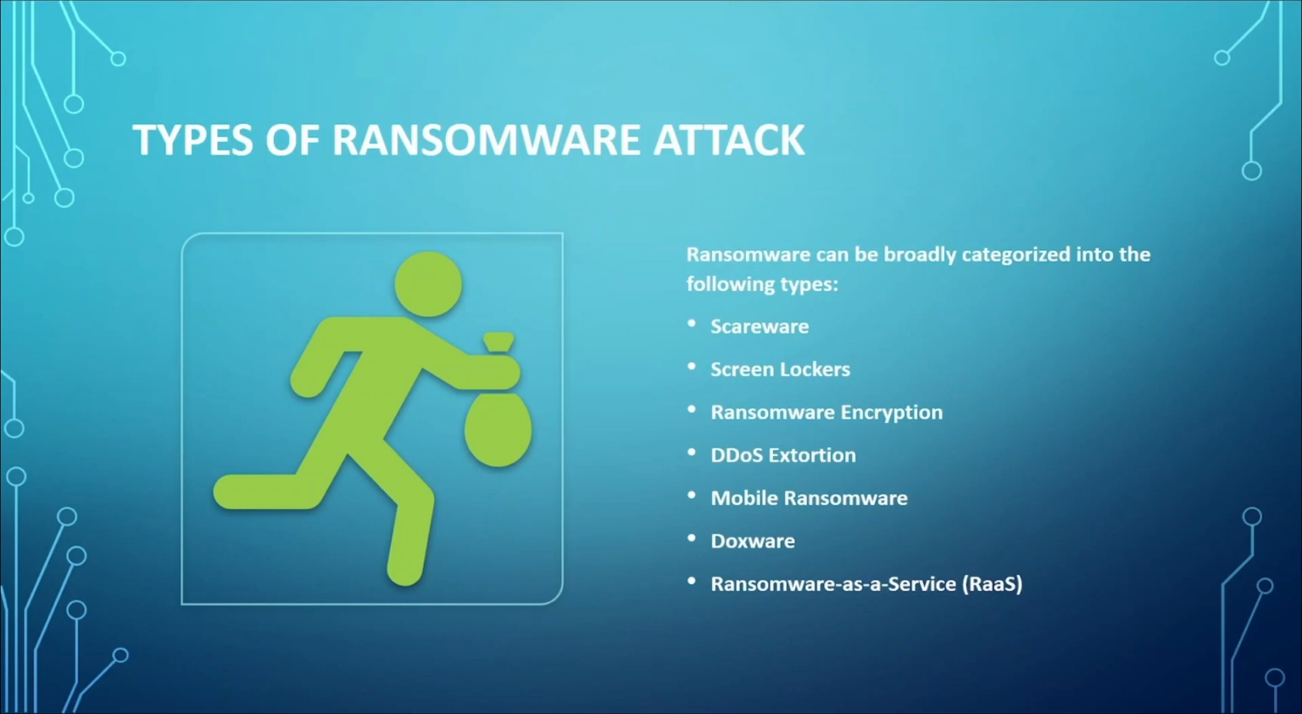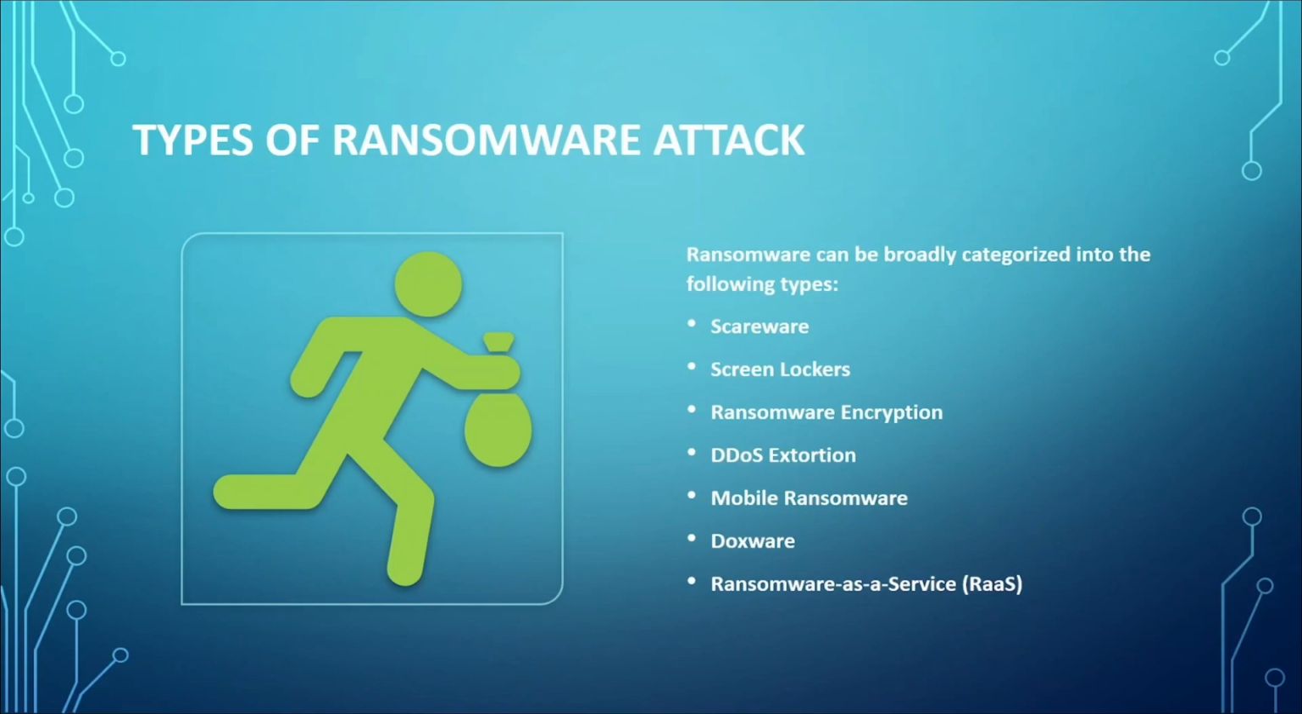Ransomware can be broadly categorized into the following types: scareware, screen lockers, ransomware encryption, DDoS extortion, mobile ransomware, doxware, and ransomware as a service. Now first let us look at scareware. Scareware is an attack in which users receive a fake warning message indicating that a malware exists within their systems, and in order to remove it, a certain ransom amount must be paid in exchange for an antivirus solution. Screen lockers. It is an attack in which the users get locked out of their system, and in order to gain access to it, they must pay a certain ransom amount.